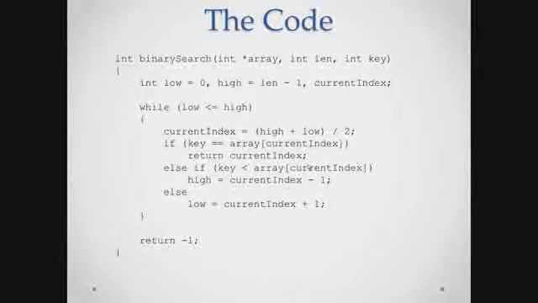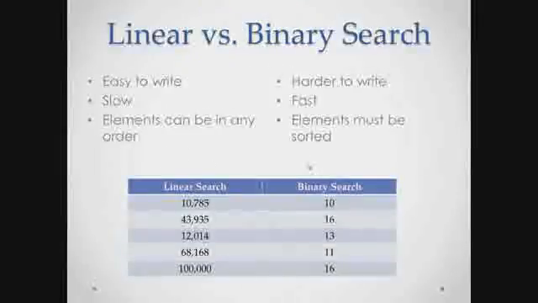So now that you understand the binary search algorithm, let's go ahead and compare the binary search algorithm and the linear search algorithm. The linear search algorithm has a couple upsides. It's really easy to write, and the elements can be in any order at the start. While the binary search algorithm is a little bit harder to write and the elements must be sorted, it is much faster than the linear search algorithm.